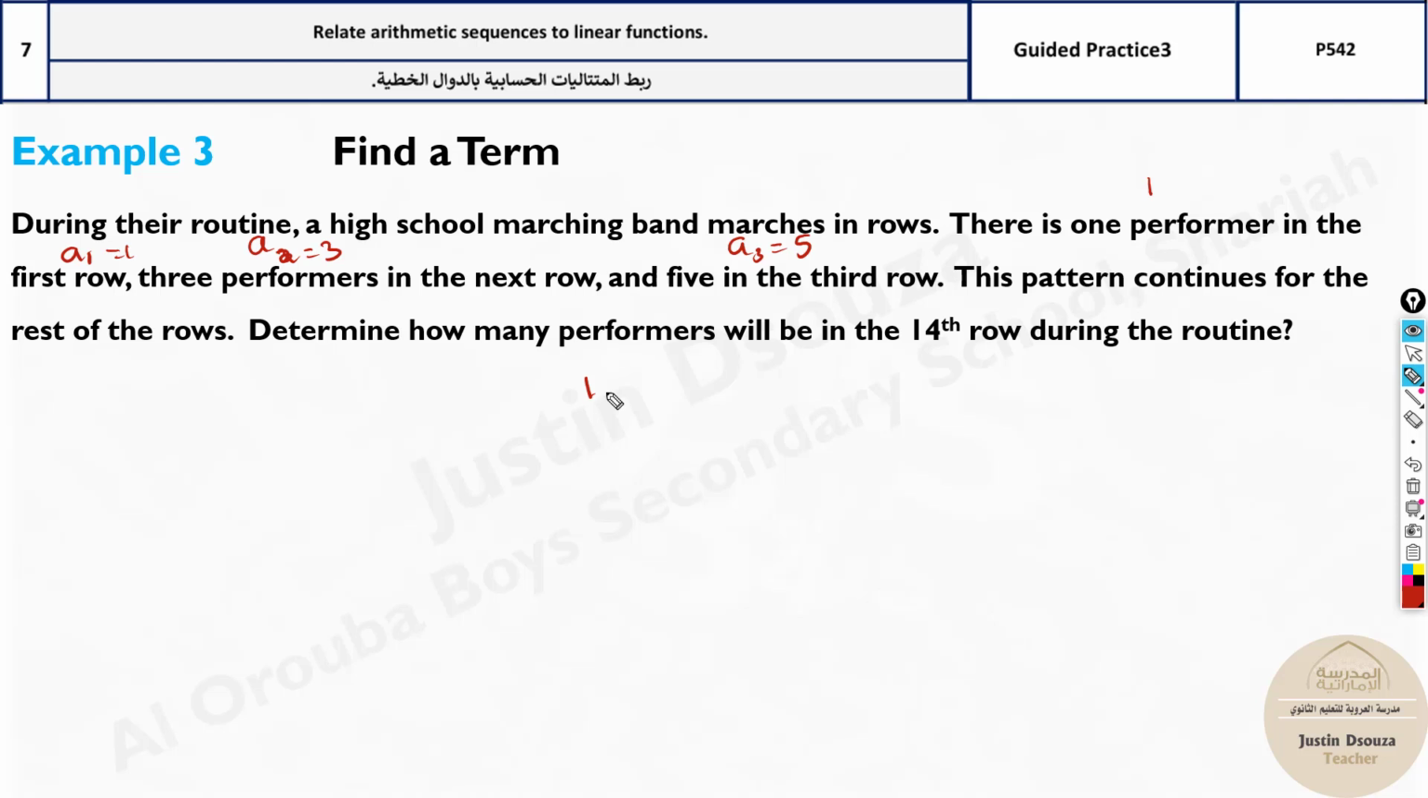So they have given a sequence 1, 3, 5. Now if you see, the common difference over here is 2. So next will be 7, 9 and so on. So d is 2 over here. And then n, what do you have to find? At the 14th row, n is 14. So we have to find an equals a1 plus n minus 1 times d. This is the formula, right?